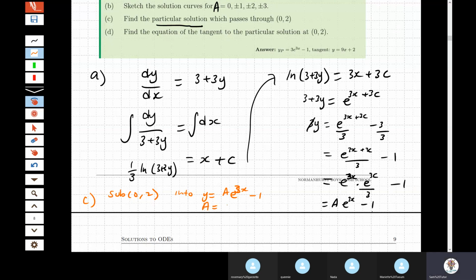You should get a equals 3. Can somebody confirm? All good? Okay. And then therefore your particular solution is y equals 3e^x or so. Sorry, passing through that point.